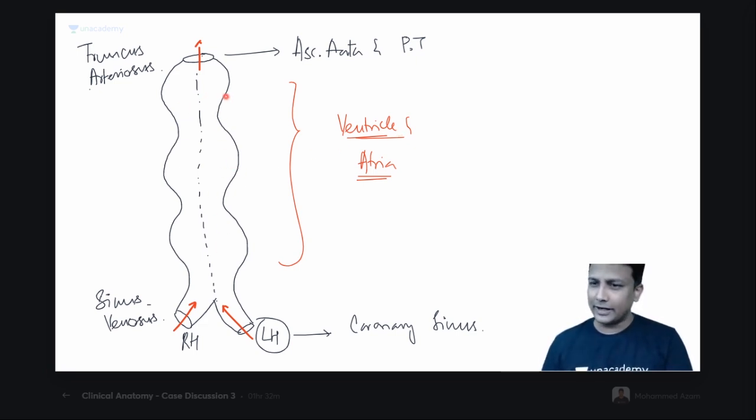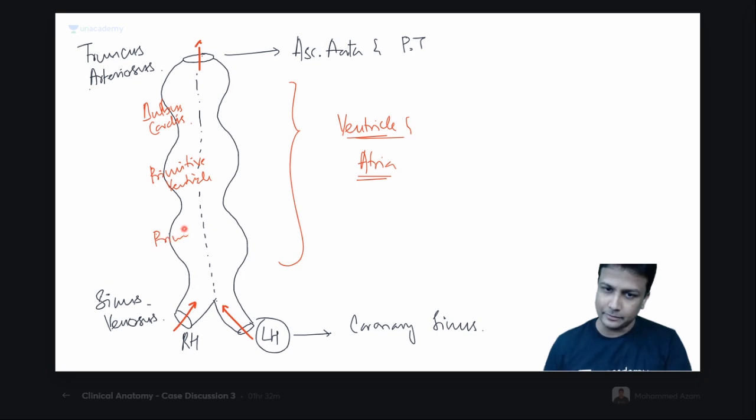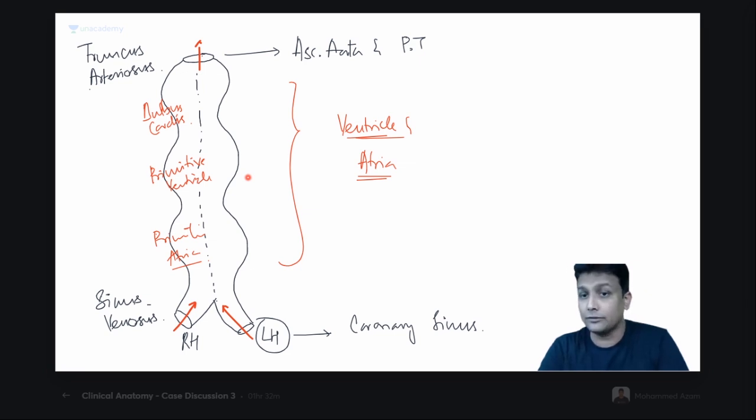Now, just for the sake of writing, let me complete here. This dilatation here is going to be known as the bulbus cordis. And this dilatation here will be your primitive ventricle. And this dilatation here will be the primitive atrium. So the primitive atrium, the primitive ventricle, and the bulbus cordis, all of this will contribute to the formation of your ventricles and atria.